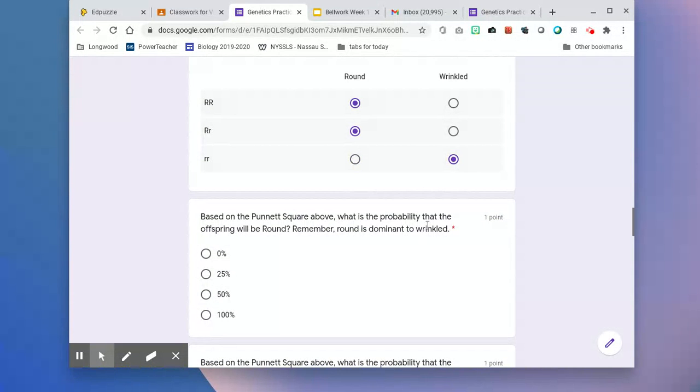Based on the Punnett square above, what's the probability the offspring will be round? Remember, round is dominant, and so we have 50%.